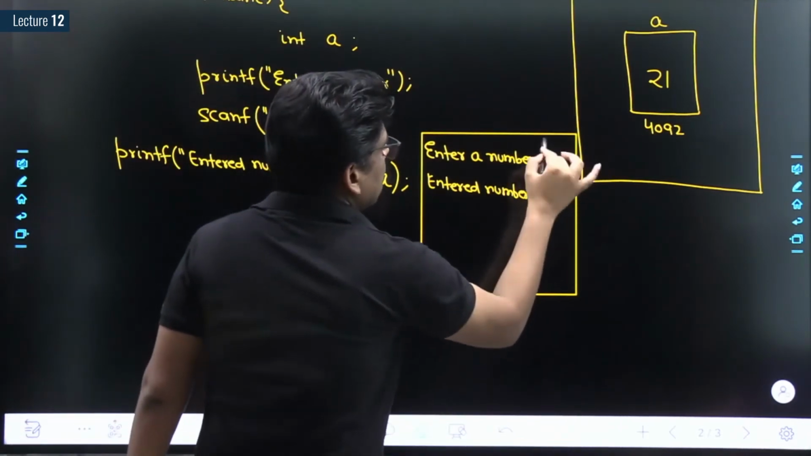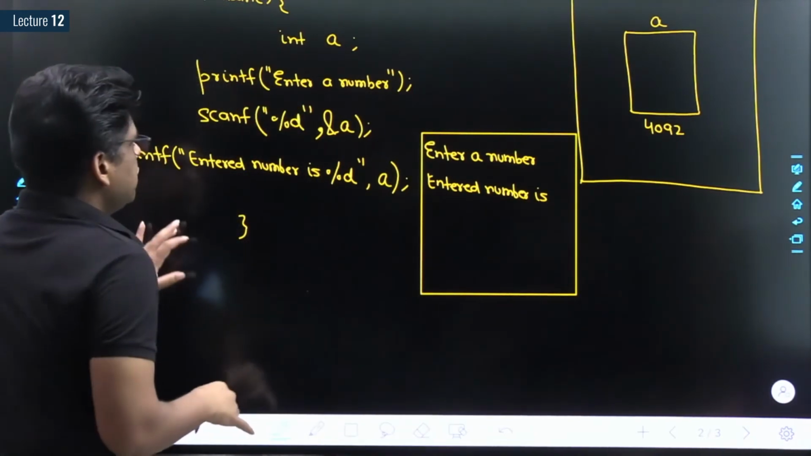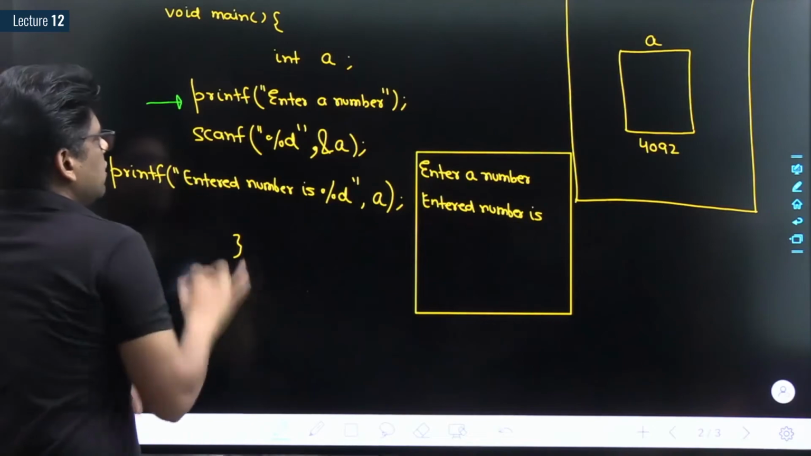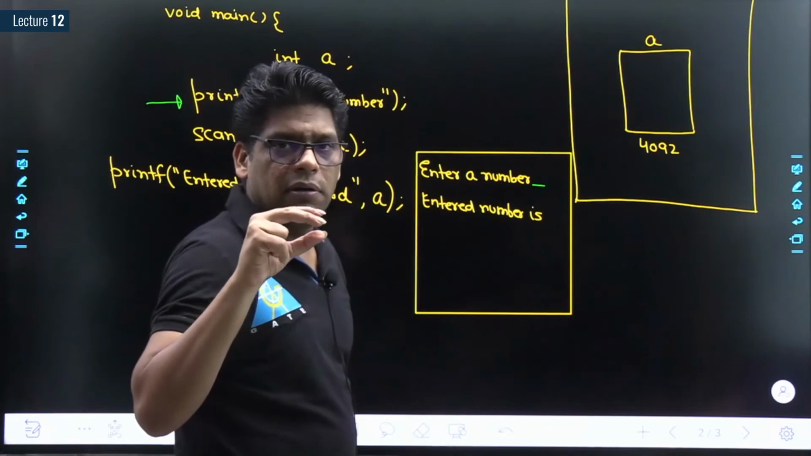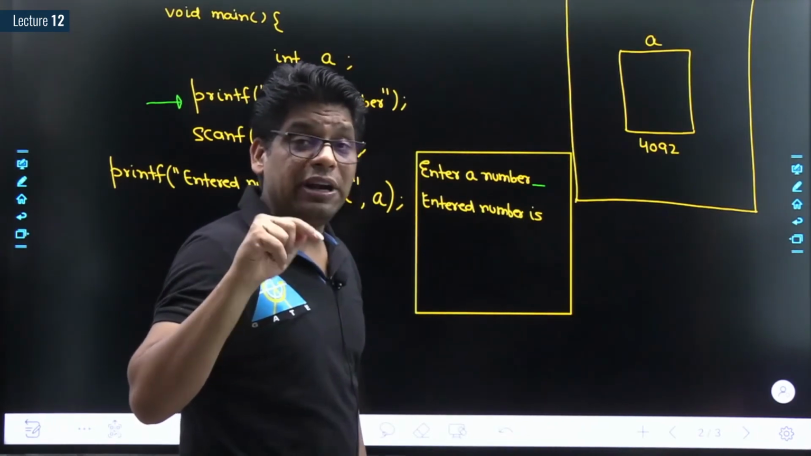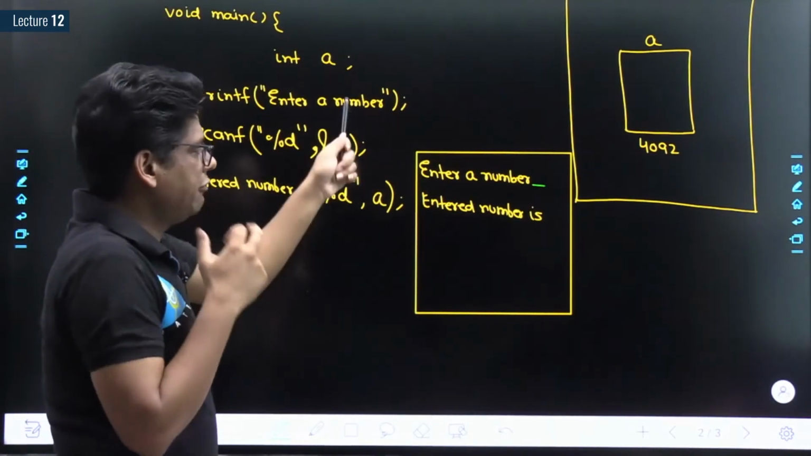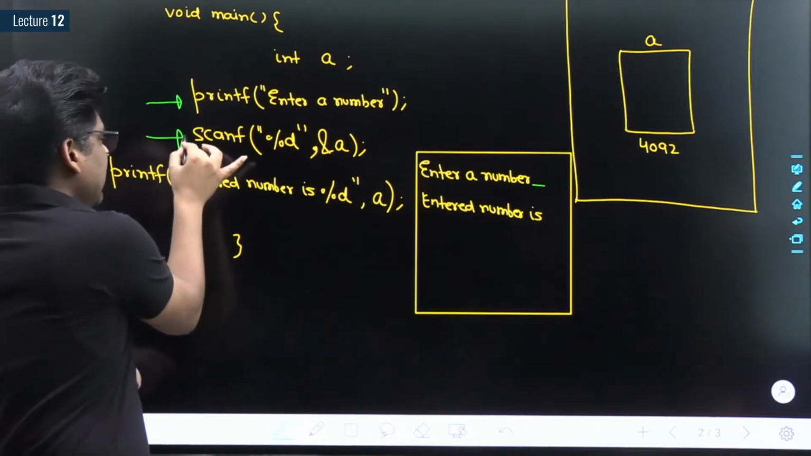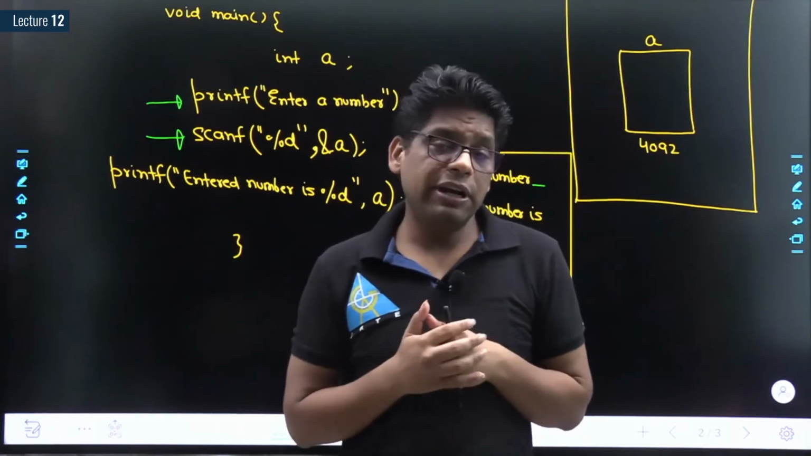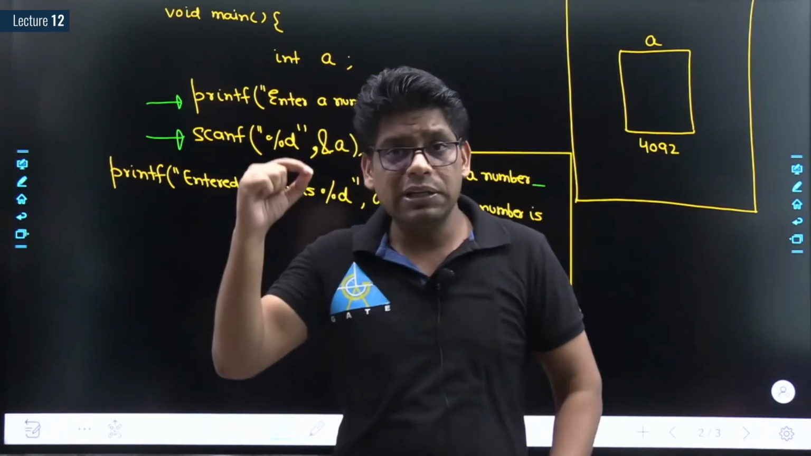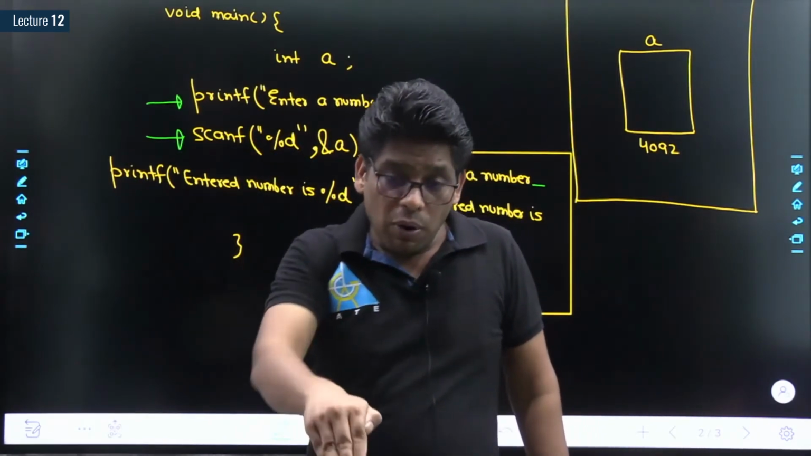Sir, let us try to execute this program again. First of all, printf will execute. Enter a number, and the cursor keeps blinking here. Why is it blinking? Because it is waiting for scanf. That means after printf, the next line is scanf. What is the meaning of scanf? Read some value. That means our program is waiting for something to come from the keyboard. That is why the cursor is blinking, waiting for some input from the keyboard.